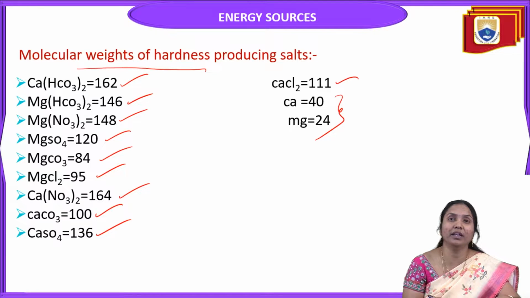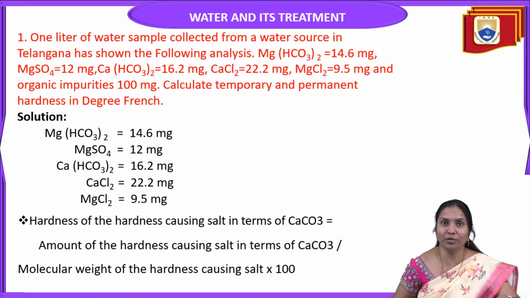So these are the most important hardness causing salt molecular weights. They are most important for numerical purposes, for determination of total hardness, permanent hardness and temporary hardness. So in this way we should remember these molecular weights. Now let's discuss numericals based on hardness: total hardness, permanent hardness and temporary hardness.